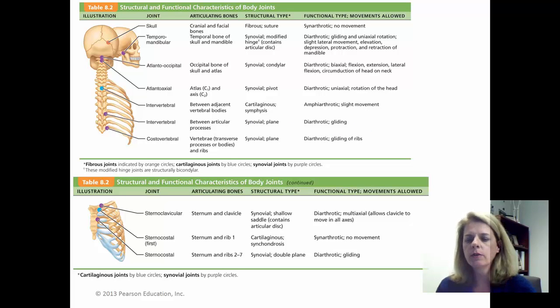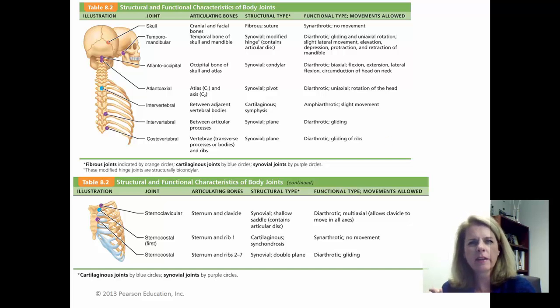So in your book, you have a list of all of the joints. And I am not asking you to memorize these tables, okay? So don't freak out. What I'm asking you to do is to look at these tables and to start to see patterns. And based on the patterns that you see, you should be able to, on a test, figure out, if I give you a list of joints, which ones flex, which ones extend, which ones do the different movements.